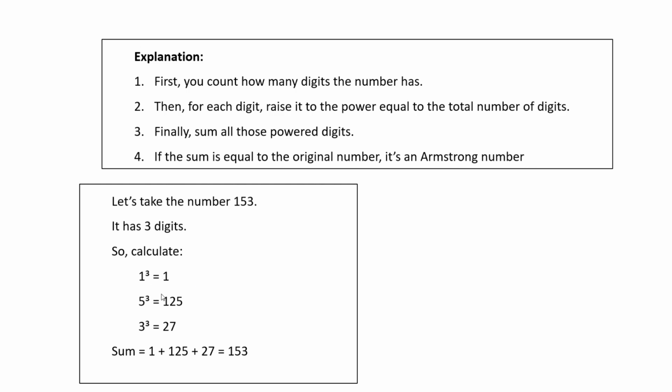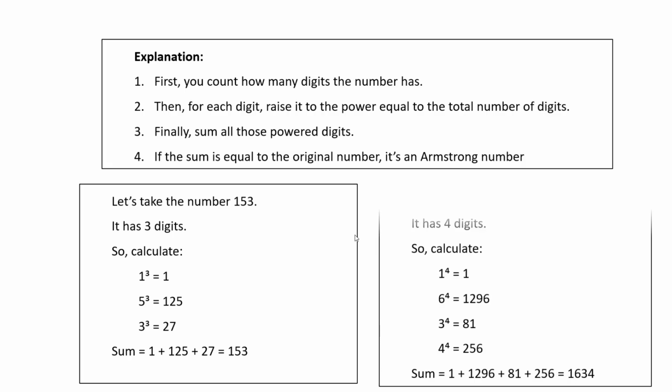So that is equal to 1, 125 and 27. Then the sum of these numbers should be equal to 153, then only it will be an Armstrong number. So as you can see here, the sum equals 1 plus 125 plus 27. We will get 153, and this 153 is equal to 153. It means it is an Armstrong number.